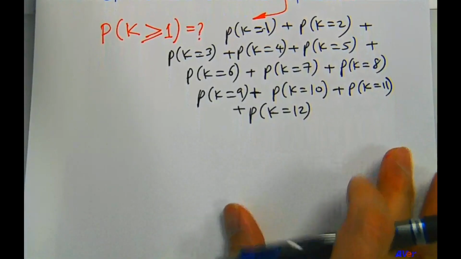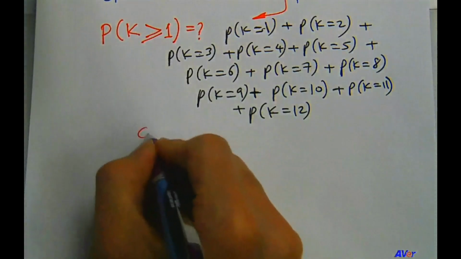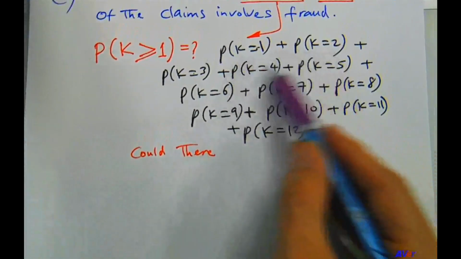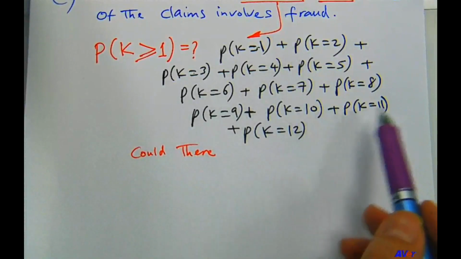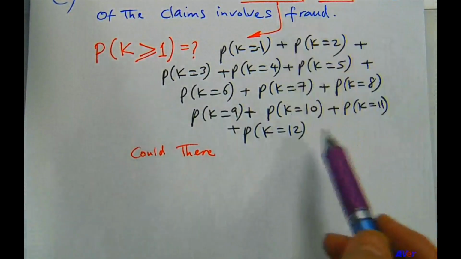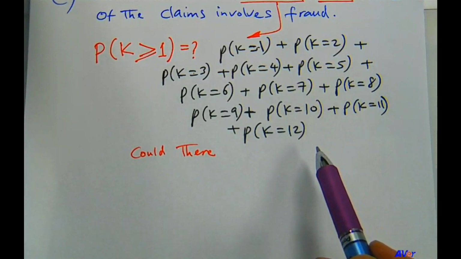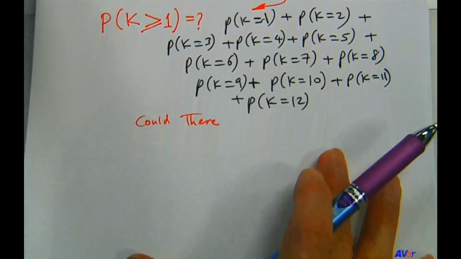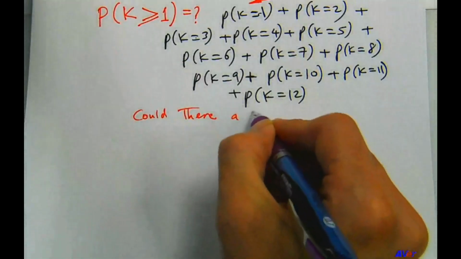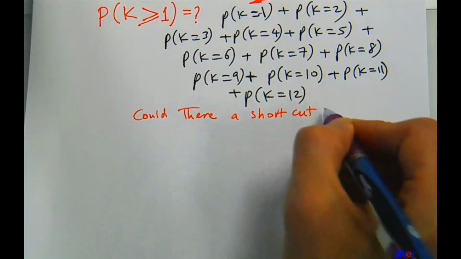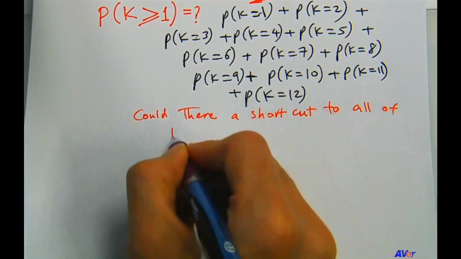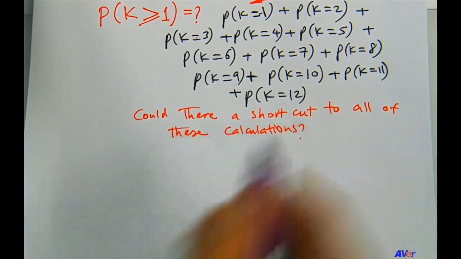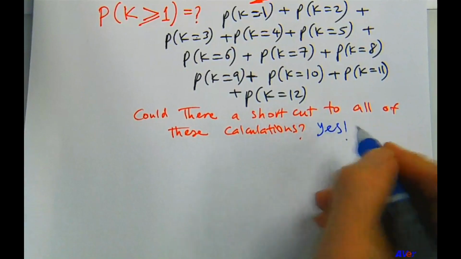Too many calculations. So could there be a shortcut? Remember, if this was just 2 calculations, I would not be looking for shortcuts, right? Even 3, I might just do it. But definitely 1 or 2 calculations, I would not look for any shortcuts. But since I have 12, let's see if there could be a shortcut to all of these calculations. And the answer is, of course, yes, there is.